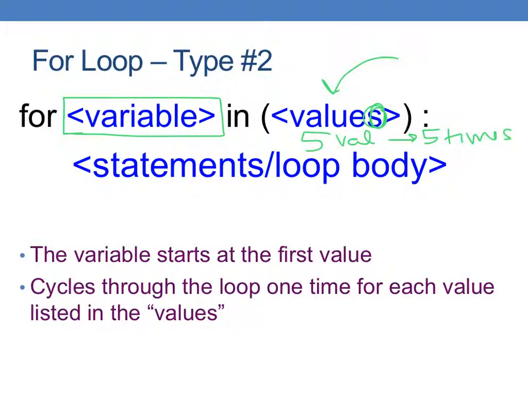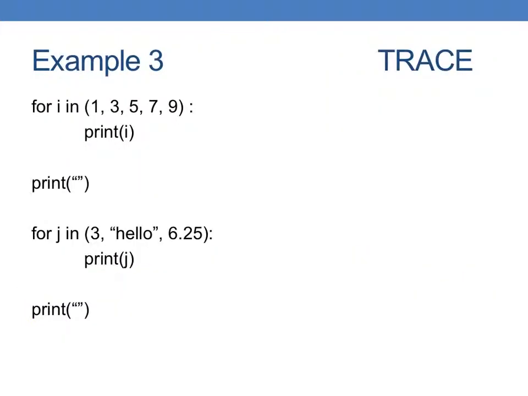So previously, the first type, it was for this variable in value, and it would run until the variable went from 0 to that value. This one's a little bit different. It's only going to run until it cycles through all of the values that are listed here. Okay, so you can see an example here.